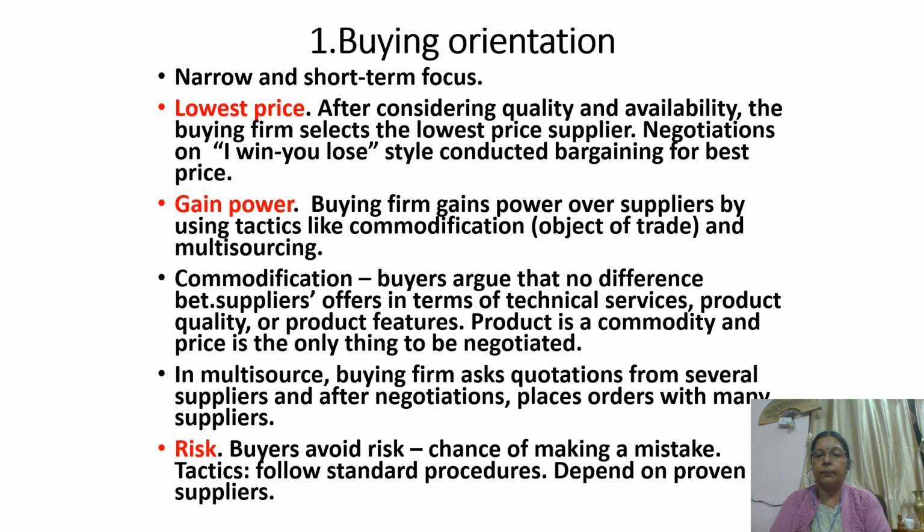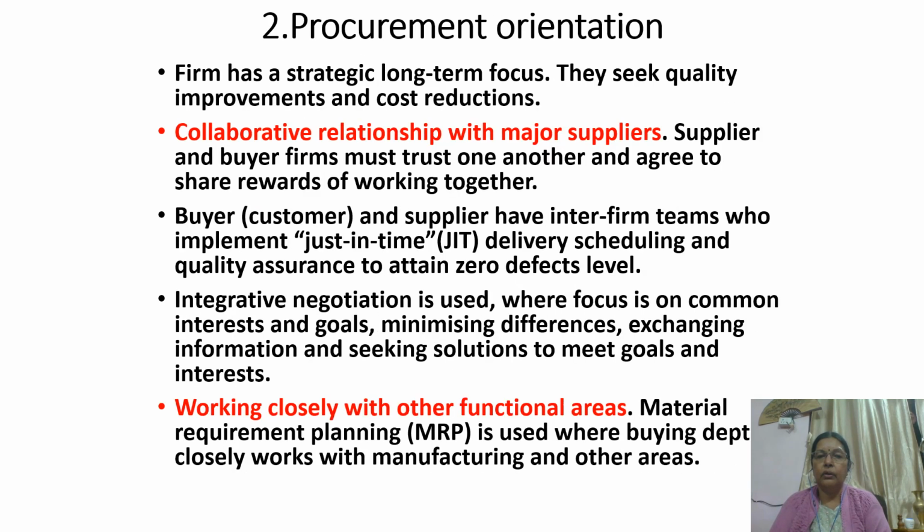That means those suppliers from whom he has purchased before and they have proved to be reliable. So he will not be ready to take a risk by purchasing from new and unknown suppliers. So what is procurement orientation?